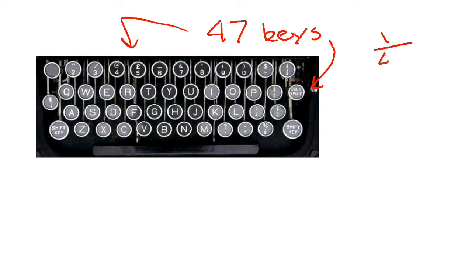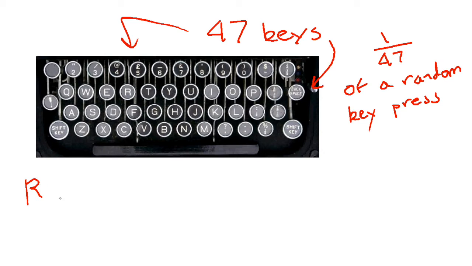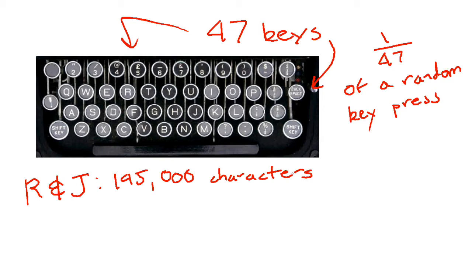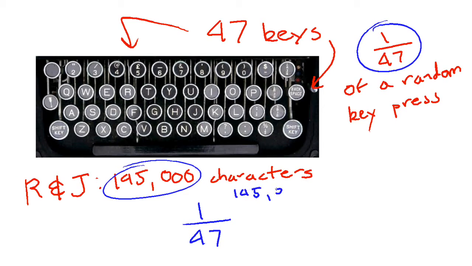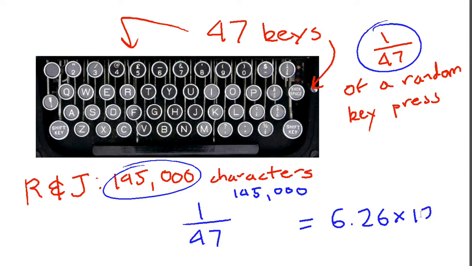Each key has an equal chance of being pressed by the monkey. That's a 1 out of 47 chance of a single key being pressed by one monkey. Say the final result that we wanted was Romeo and Juliet. The number of characters in that play is roughly 145,000. The probability of keys being pressed at random to produce Romeo and Juliet is 1 out of 47 to the power of 145,000.